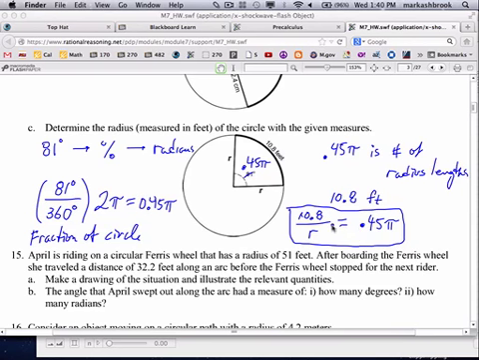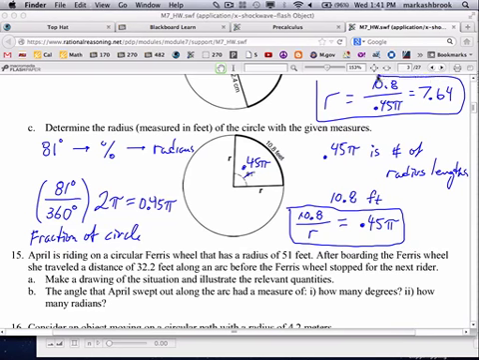So then r would be 10.8 divided by 0.45 pi. And what do you get? 7 point something? 6.4. Okay, anybody have a question?